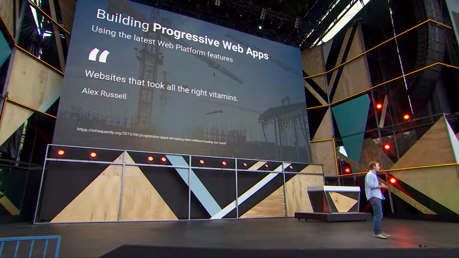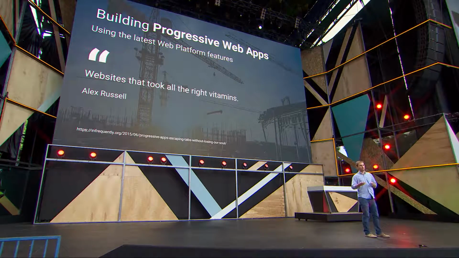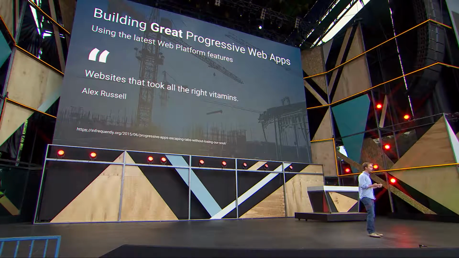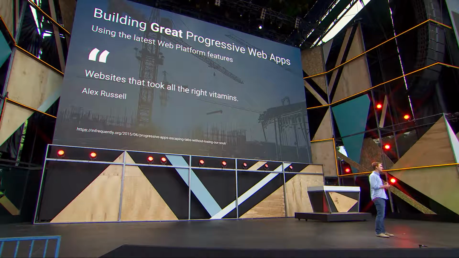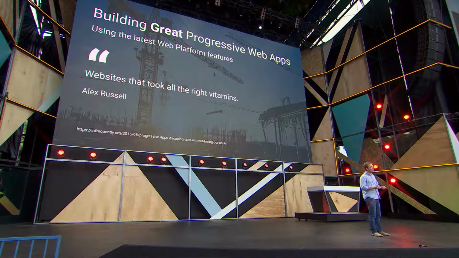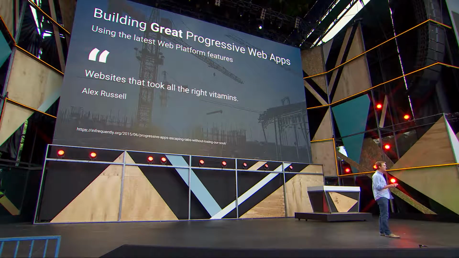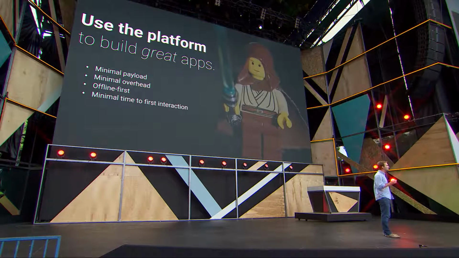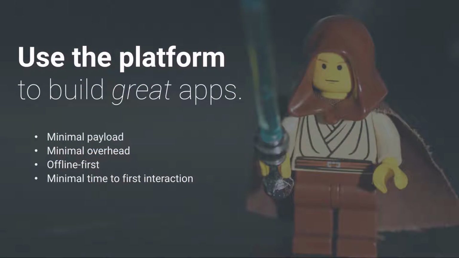And of course, we don't just want to help build progressive web applications, we want to help build great progressive web applications, great user experiences. So how do you do this? How do you build a great progressive web app on the mobile web with all of the challenges that that entails? And of course, our answer is to use the platform. Use the platform to build great apps. Use what the browser gives you to achieve minimal payload, minimal overhead, design offline first.